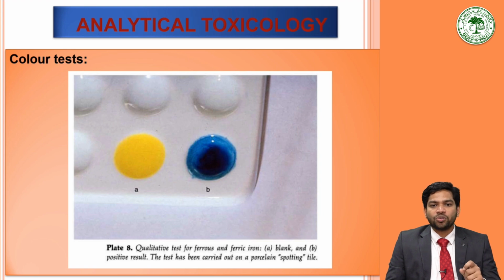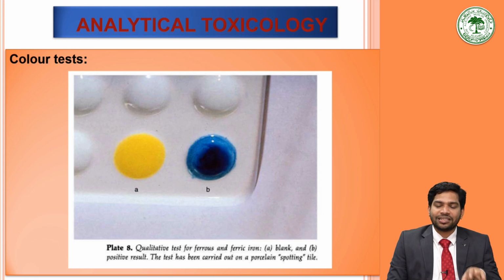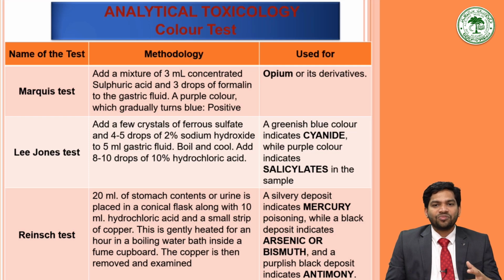So it is important to note here that where any substance is a normal constituent of the body, only quantification of the substance can prove its toxicity. As I told you earlier, the confirmatory test of poisoning is the presence of a particular toxic dose of a chemical in the blood sample of the patient. So this was about the color test for iron. Then, as we discussed different color tests, similar to it there is a long list of color tests that are performed for different types of drugs and poisons.